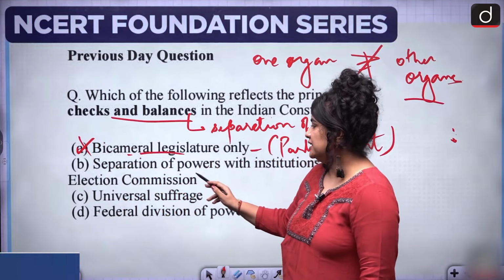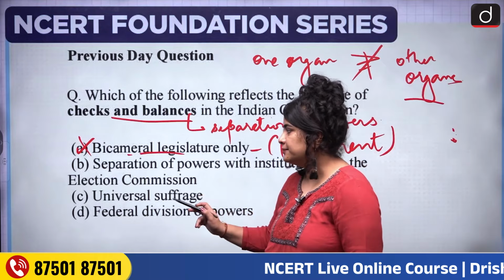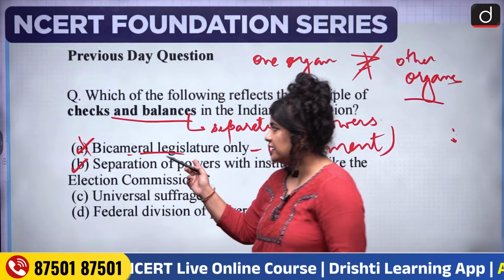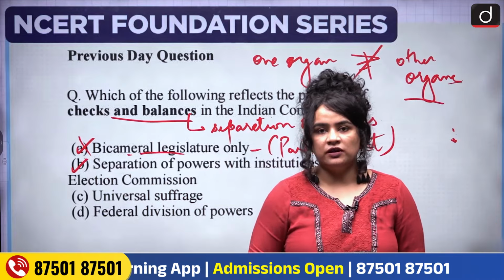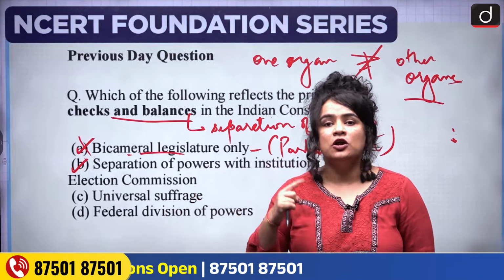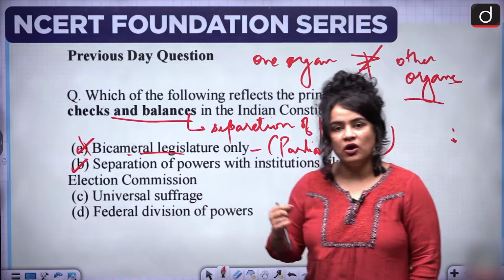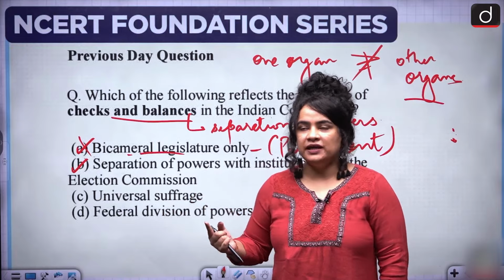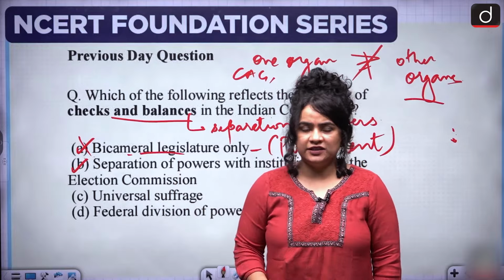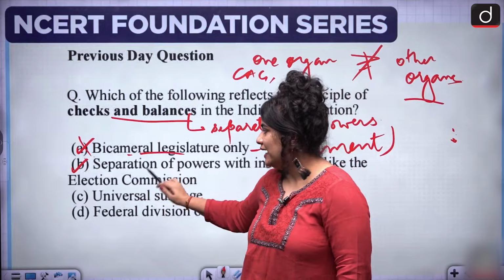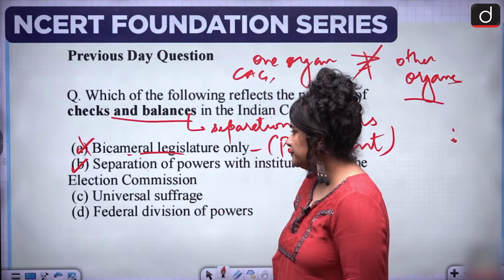The second option says separation of powers with institutions like the Election Commission. Absolutely correct. This is our correct answer. So when we are talking about checks and balances, we are actually talking about separation of powers, no one organ of the state becoming all powerful, and of course there are constitutional bodies like UPSC, let's say the CAG, the EC, Election Commission, that aid in the separation of powers. So this happens to be our correct answer.